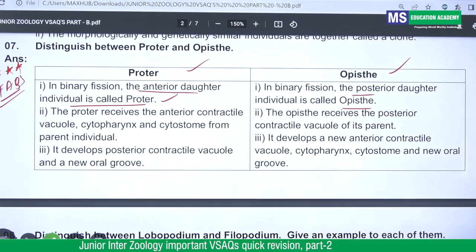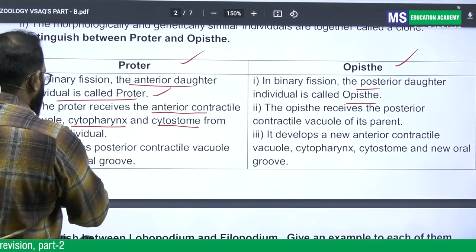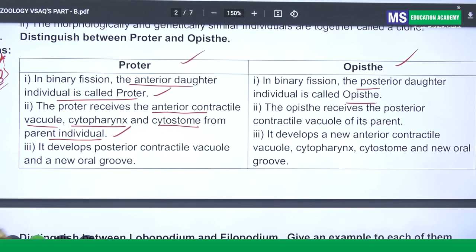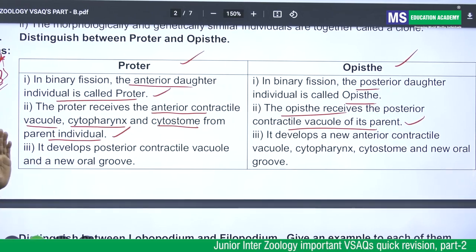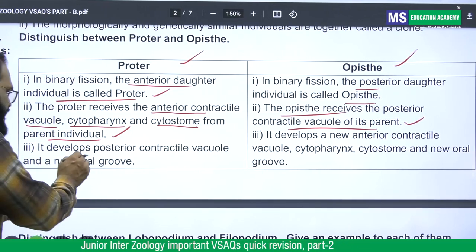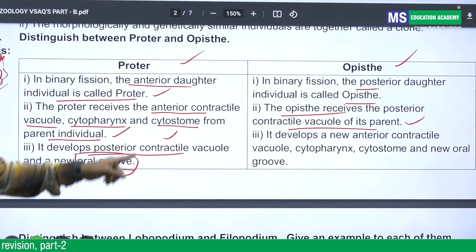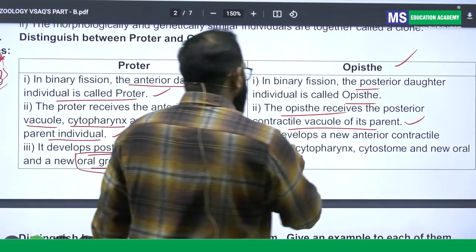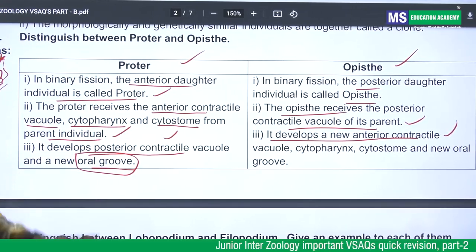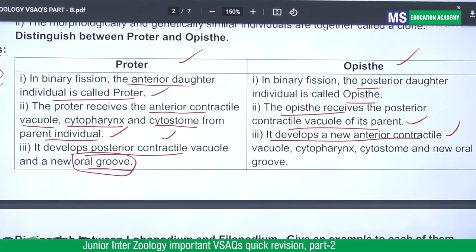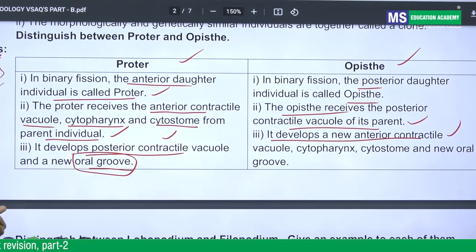First point, proter receives the anterior contractile vacuole, even cytopharynx and cytostome from the parent, whereas opisthe receives the posterior contractile vacuole from the parent. In proter, the posterior contractile vacuole is newly formed. You write this point. Whereas in opisthe, the anterior contractile vacuole is newly formed. So these basic minimum points you have to write for this answer. Is this clear, students?